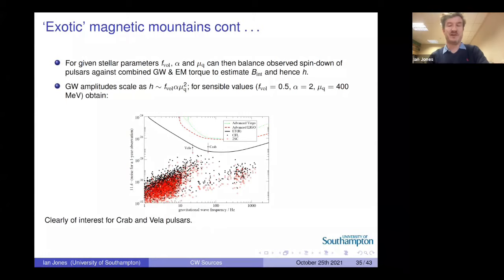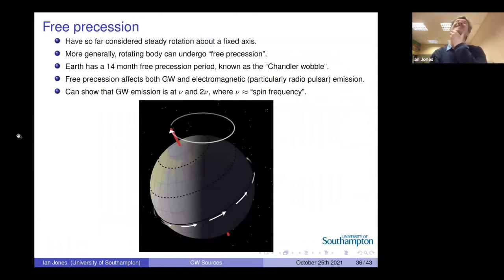So the Crab is interesting in this regard, the Vela, but probably not any of the other pulsars. These two are good because they're so young, they've got strong magnetic fields and they're not too far away. Okay. So that was all I was going to say about mountains, but there's more to CW source modeling than mountains.